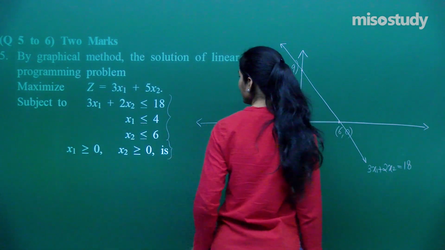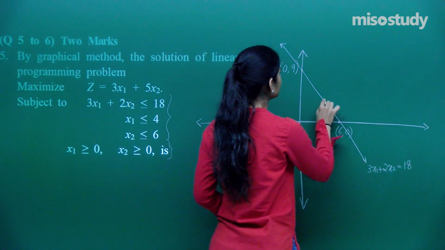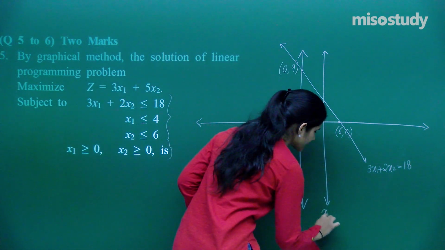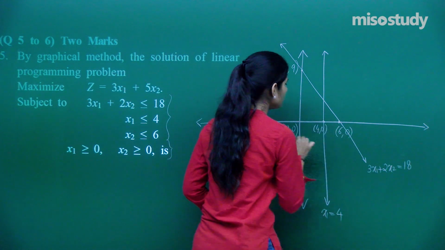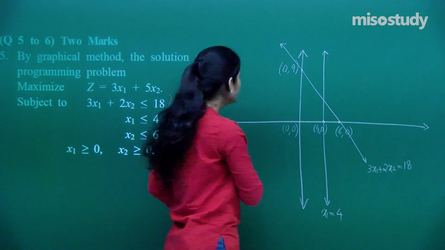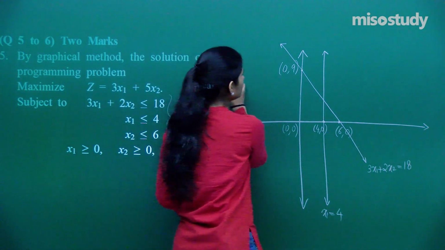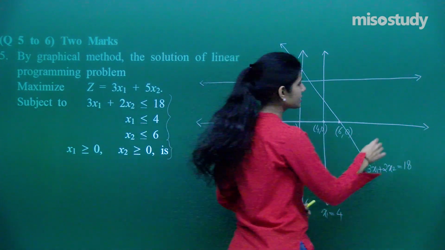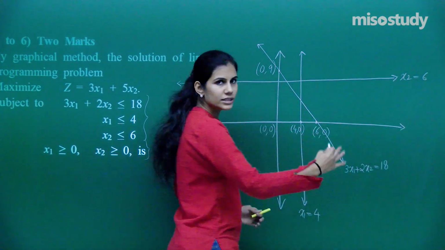Then you have x1 ≤ 4. That means x1 = 4 is going to be this line. So this point will be (4, 0). I want x1 ≤ 4, so everything on this side. And then you have x2 ≤ 6. So 6 is going to be somewhere here. This is x2 = 6. Less than or equal to 6 would be below this line.